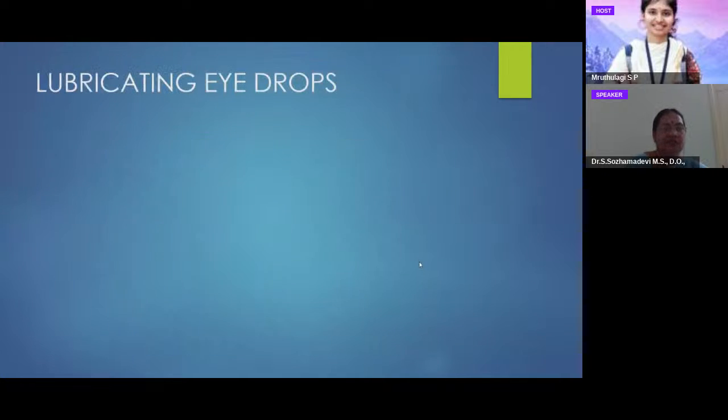If that does not work, lubricating eye drops. And now we have lubricating eye drops which are preservative free, and so they do not cause any problem. Before, it was only with preservatives, and the BAK that was added to that itself was a problem for the epithelial cells. But now we have preservative free lubricating eye drops that can be used any number of times for any number of days. And if you are able to use that, it is really good. Next.